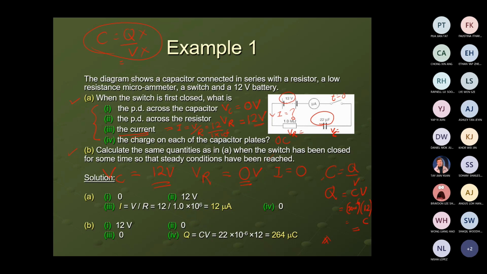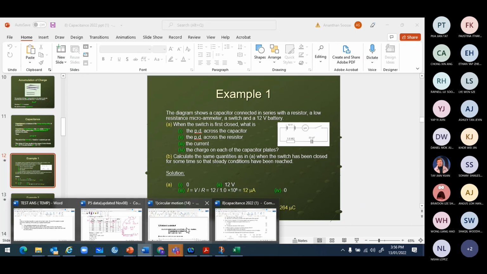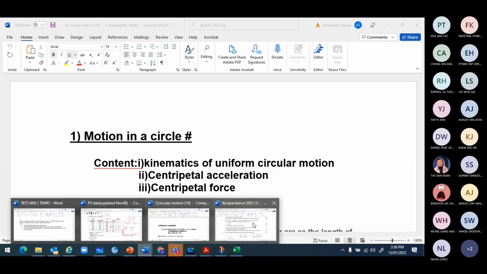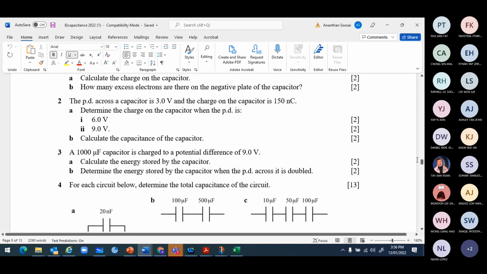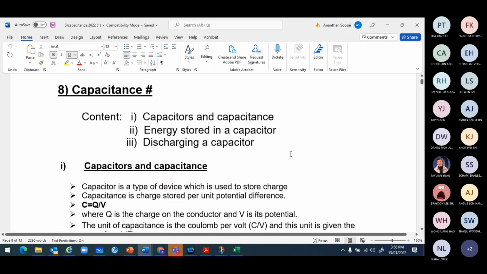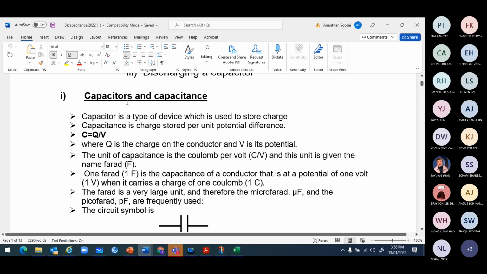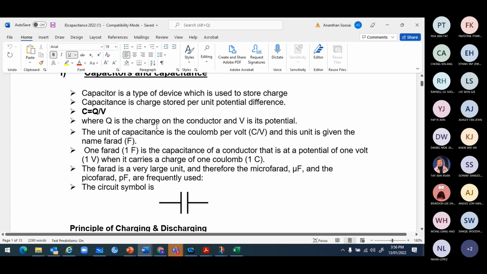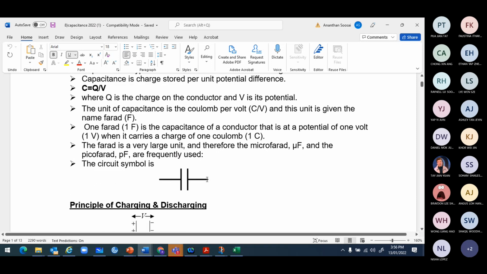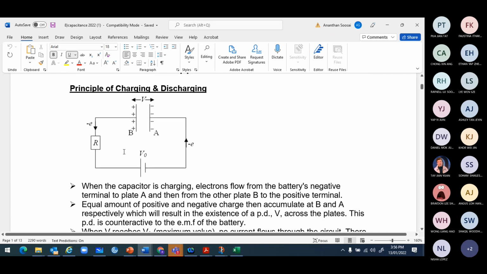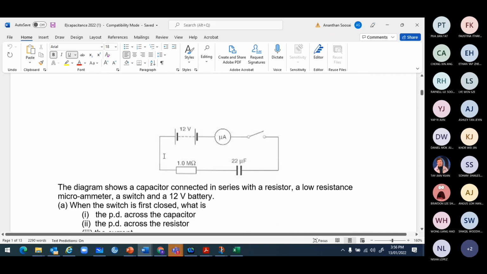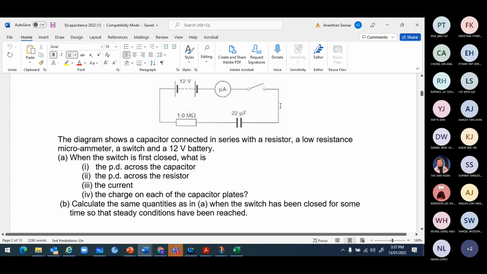Any questions so far? This is the introduction today. So what did you learn today? You learned what a capacitor and capacitance are. You learned about C equals Q over V. You learned about the symbol, and you learned about how charging and discharging happens. Then we talked about this question just now.